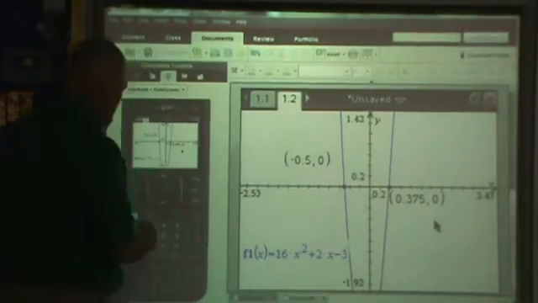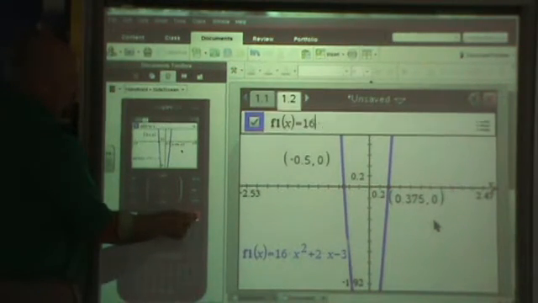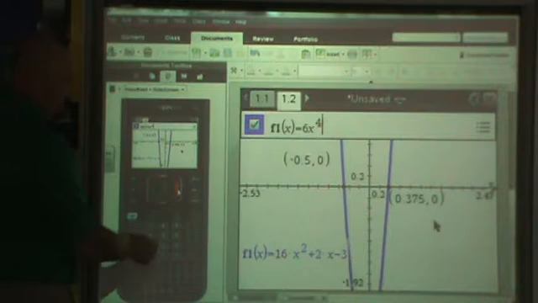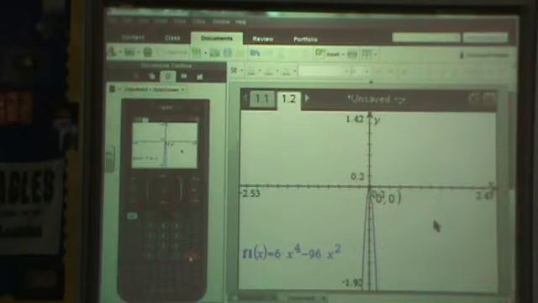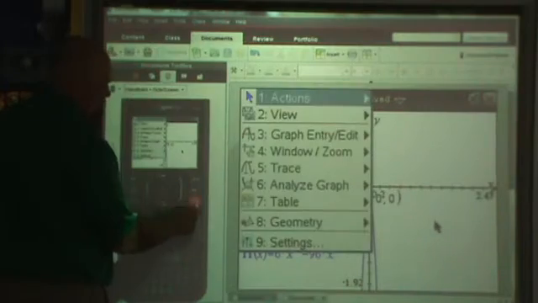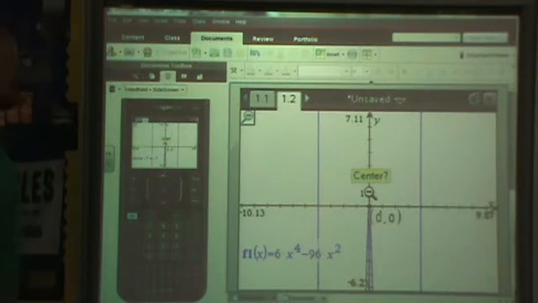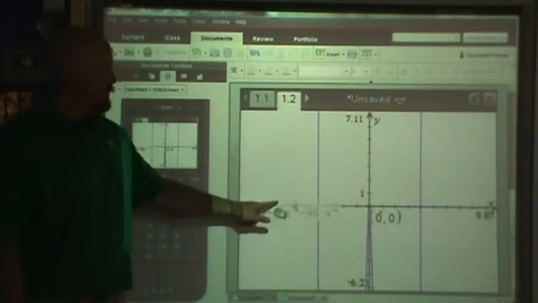Okay, starting from scratch here. We had 6x to the 4th, minus 96x squared. Was that right? We need to zoom out. There we go. Okay. I was like, where's the negative 4 and the 4? That would have been awkward, right?